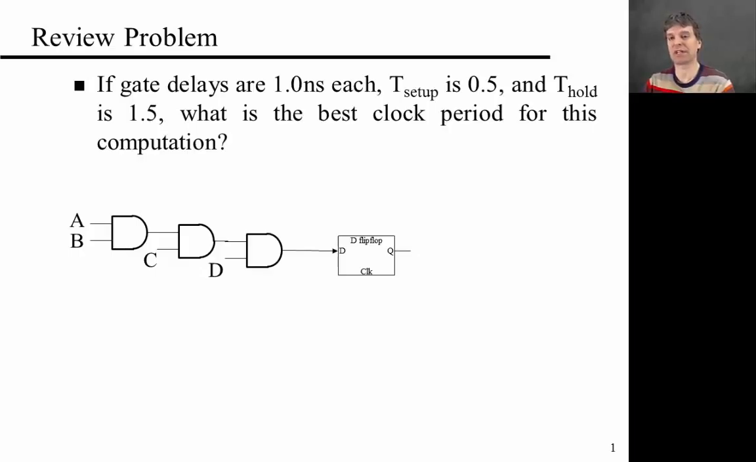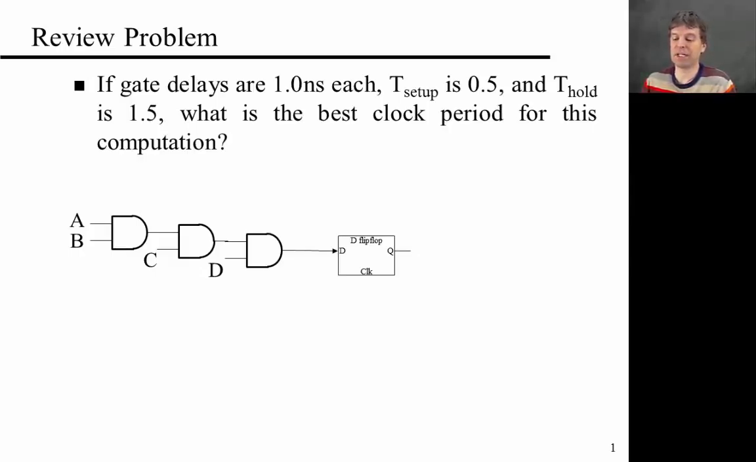in the last video, essentially, which is kind of figuring out the critical path, or the length of a clock period for a given circuit. Okay, so here you have a circuit with 3 AND gates sort of in series connected to a flip-flop. And the question is, what is the best clock period for this computation? So gate delays are 1 nanosecond each, the setup time is 0.5 nanoseconds, and the hold time is 1.5 nanoseconds. So as usual, pause the video, solve the problem, and then check that you have the same solution as I do.